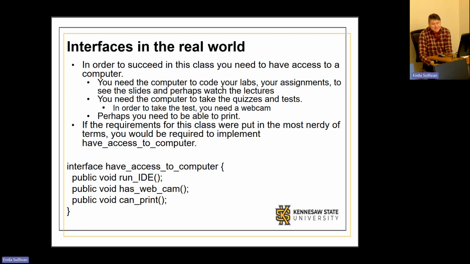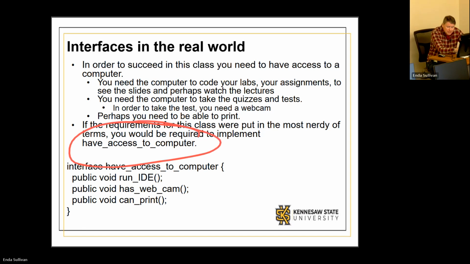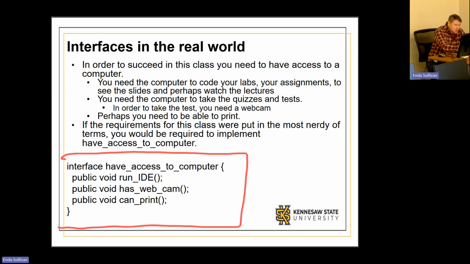So in order to succeed in this class, we've told you that you need to have a computer. Obviously, you would not be able to write the labs or the assignments if you don't have a computer. Okay, you could technically come in and use the labs in college, but it's going to be tiring to do that. So really, to succeed here, you need to have a computer. To put this in the most nerdy terms that we possibly could, effectively what we're telling you is you need to have access to a computer. The details of what you need to have access to, that's up to you, but there has to be a computer. And so if you wrote this down as an interface, it would look something like this.